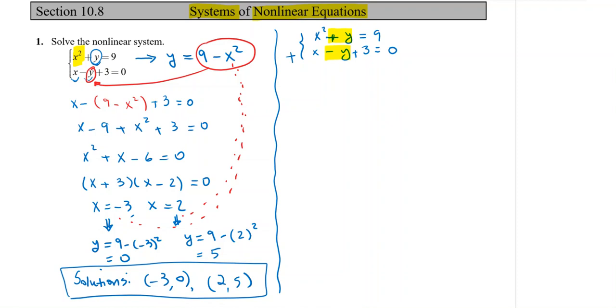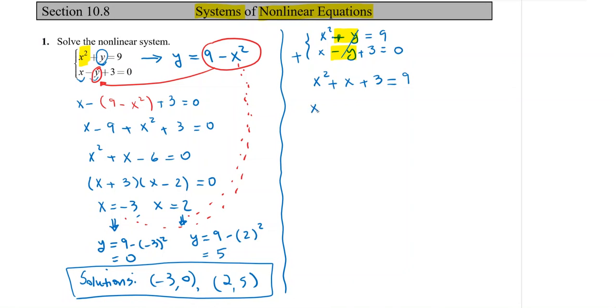And just remember, you add the left-hand sides together and the right-hand sides together. So on the left-hand side, I see an x squared and nothing else in the first equation, but in the second equation, we have a plus x. The y's cancel out, plus 3. So the difference here from what we did with 2 by 2 linear systems is we just aren't able to combine those x terms, which is fine. Then on the right-hand side, we have a 9 plus a 0, which is 9. This is a quadratic equation.